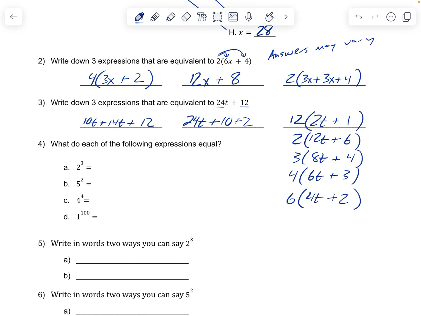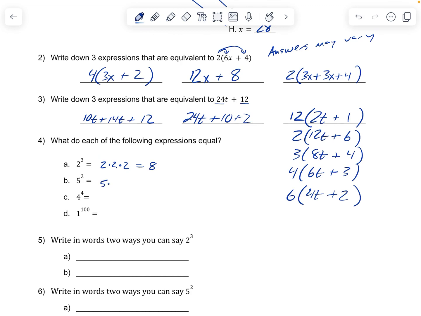All right, question number 4. What do each of the following expressions equal? I'm going to write it out. Well, most of them I'm going to write out just to emphasize this. 2 to the third means 2 times 2 times 2, which is equal to 8, not 6. We're not doing 2 times 3. B, 5 squared is 5 times 5, which is 25.